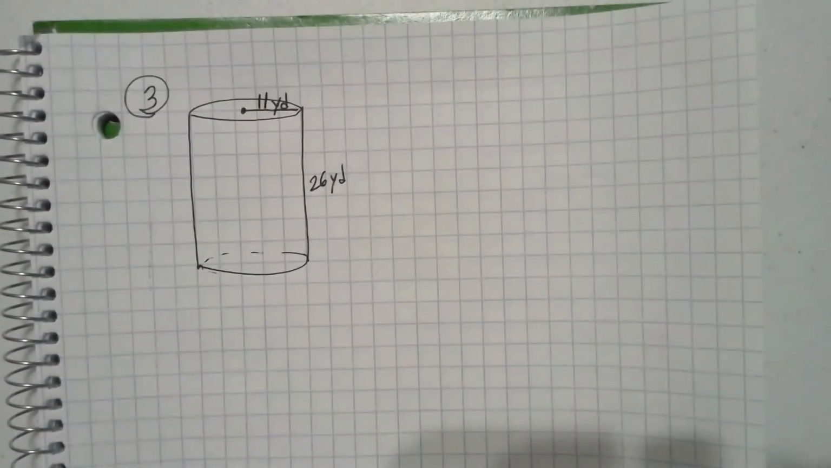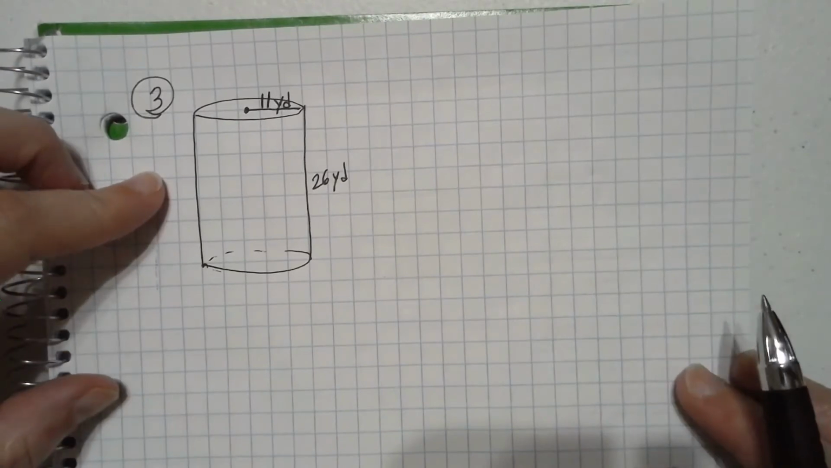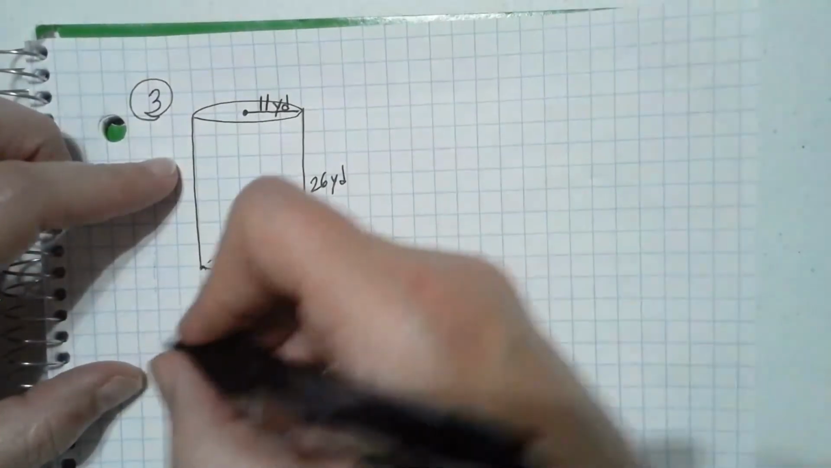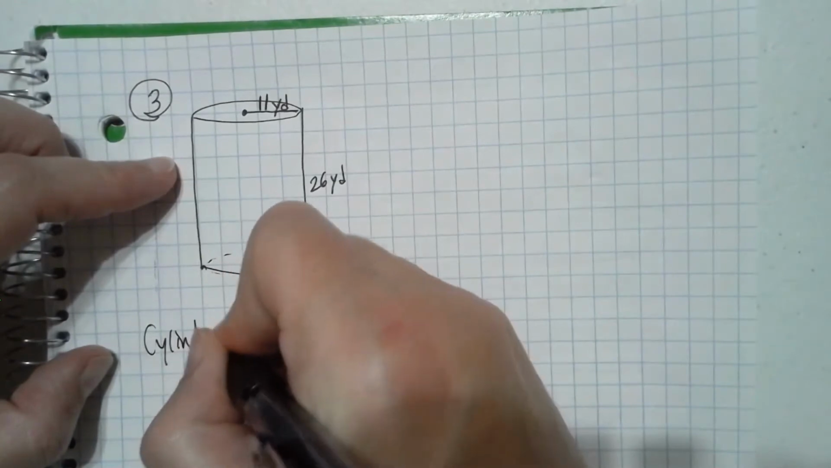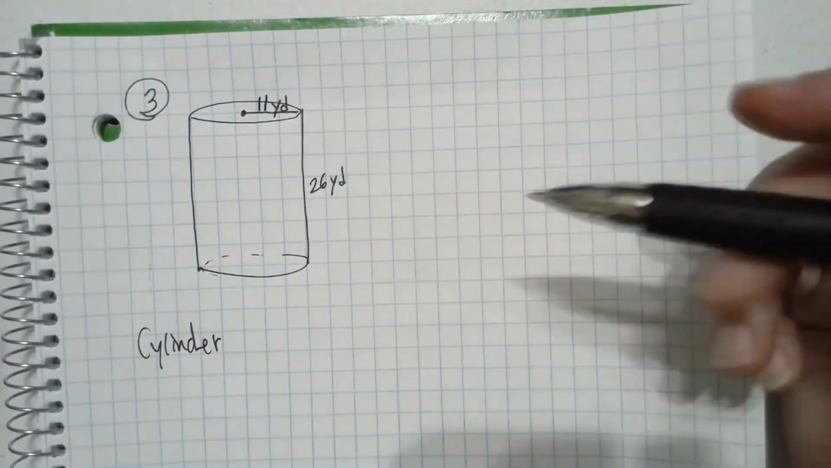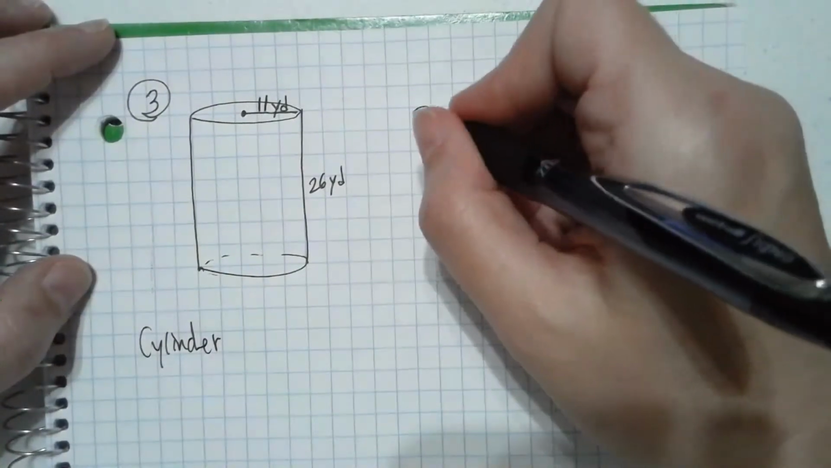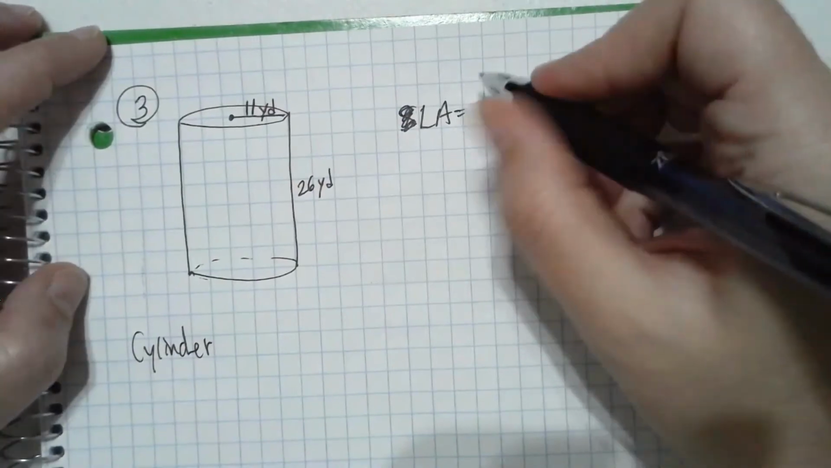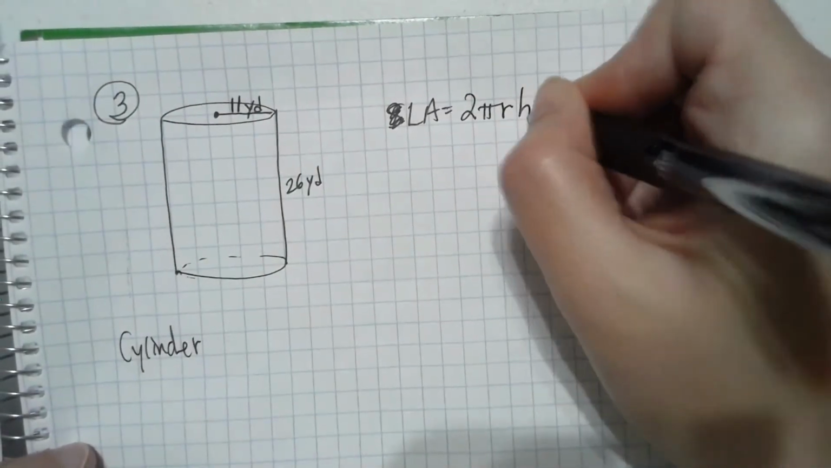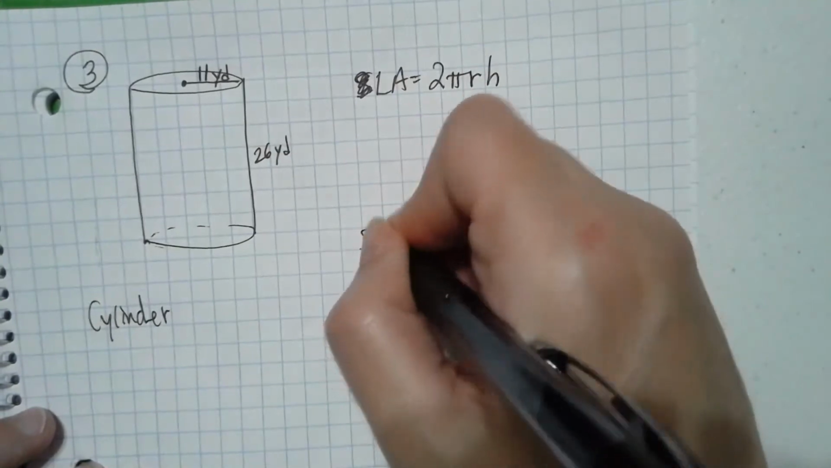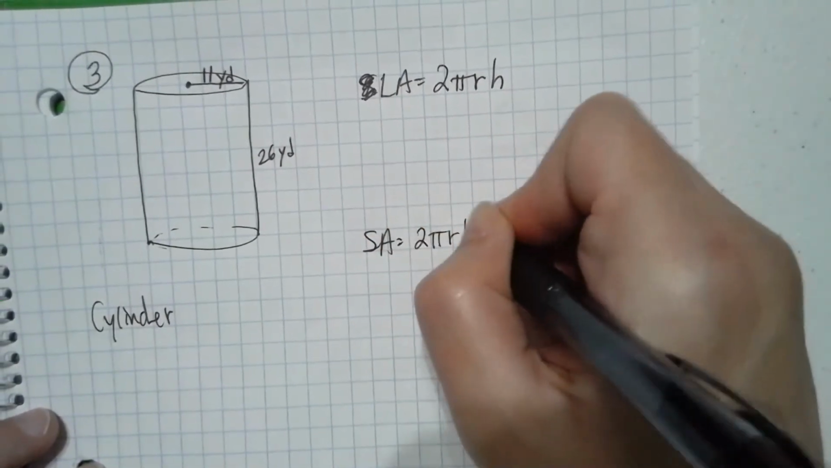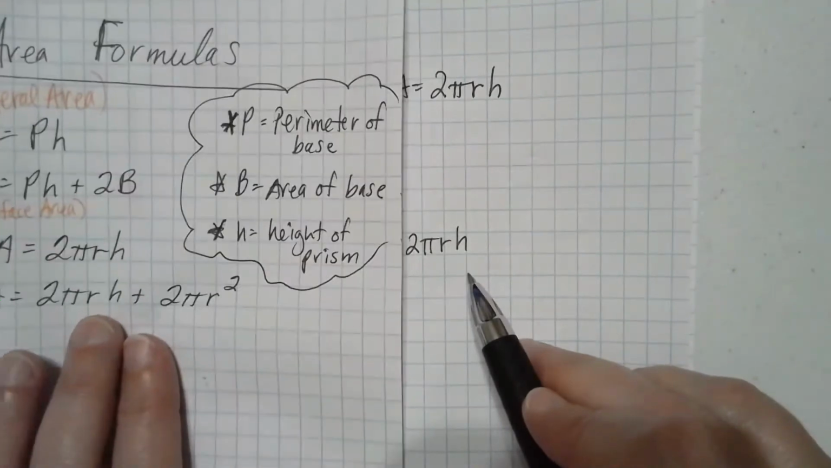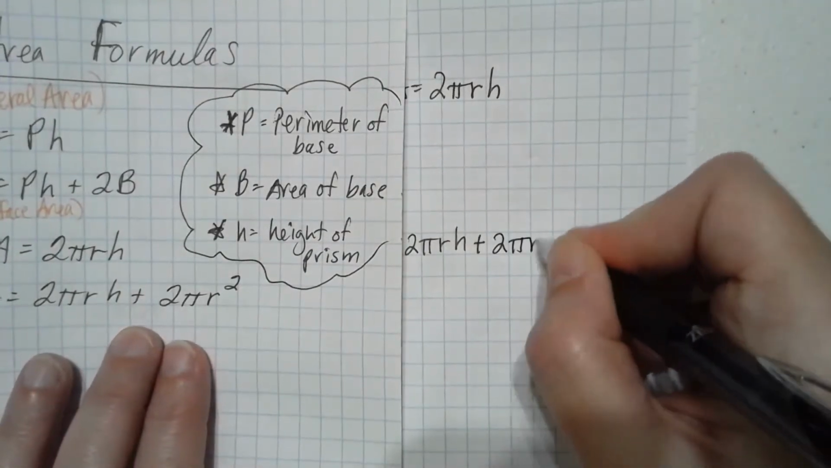We're going to do 2 cylinder problems real quick here. So on a cylinder, even though a cylinder is like a prism, we are not going to use those same formulas. This has its own formulas. LA is lateral area, and we said the lateral area of a cylinder is 2 pi RH. And then for our total surface area, we're going to take that same thing, 2 pi RH, what we just found, plus 2 pi r squared.